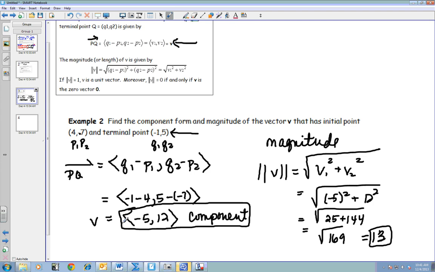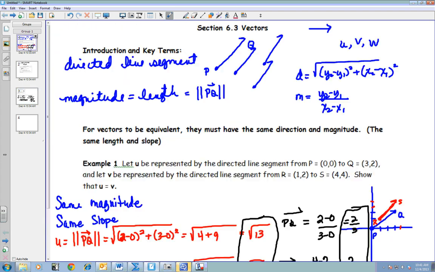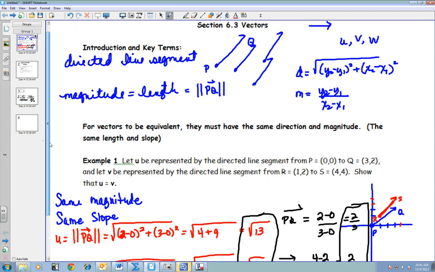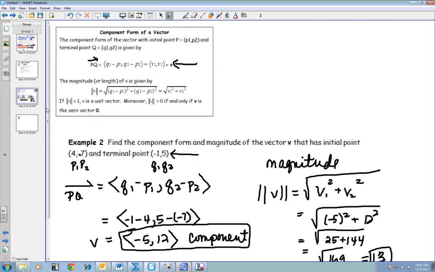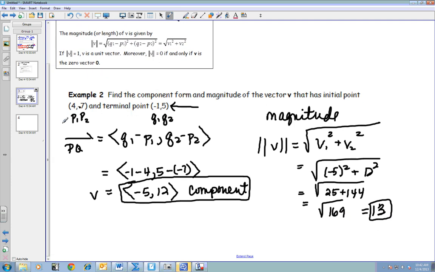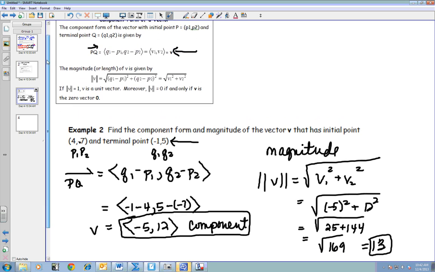So we're only going to do the first 12 problems, and the only two types of problems you're going to have is you're going to be asked to show that two vectors, two directed line segments, are equal to each other by finding the magnitude and the slope. And then you're going to be asked to rewrite in component form and to find the magnitude of that vector v. So we're going to find the component form of that vector by using this formula. And then we're going to use those numbers in order to find the magnitude of vector v.